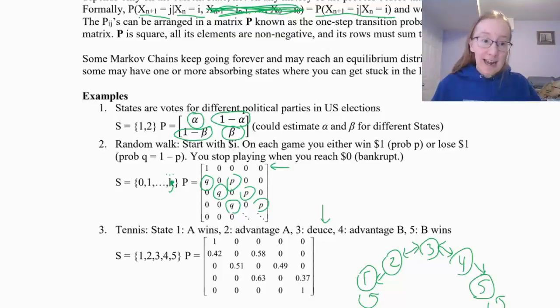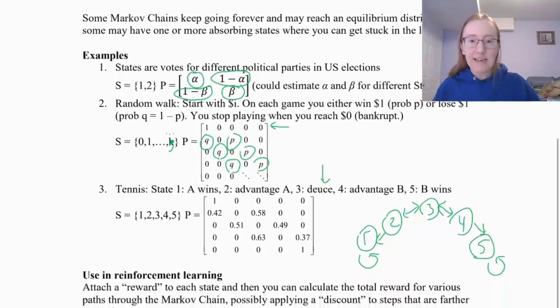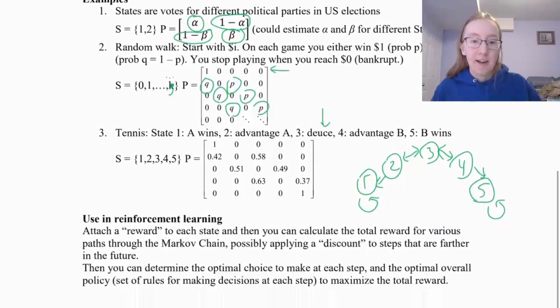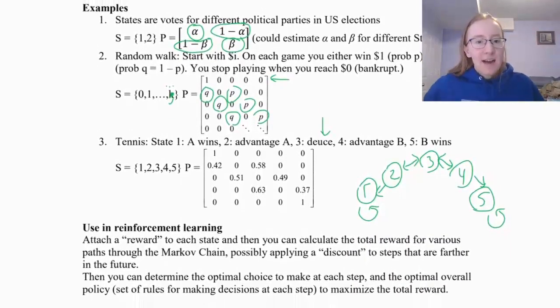But the machine learning application that I wanted to talk about was the idea of reinforcement learning. For that, you essentially attach a reward to each state. Determining those rewards requires some human intervention to say what are desirable states to be in. And then you can calculate the total reward for a particular path through the Markov chain.